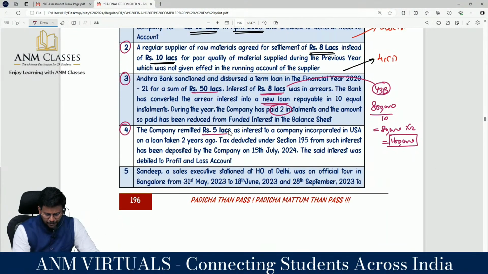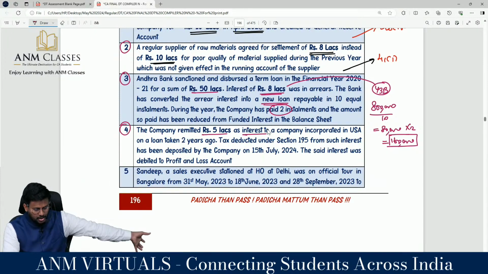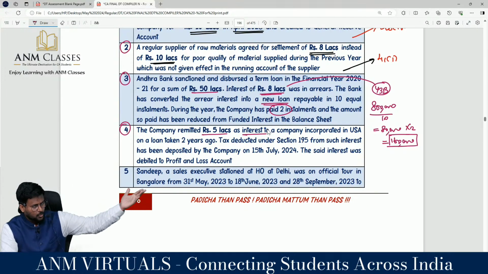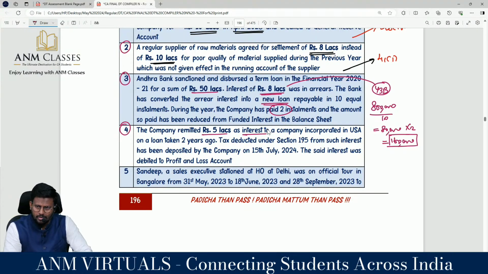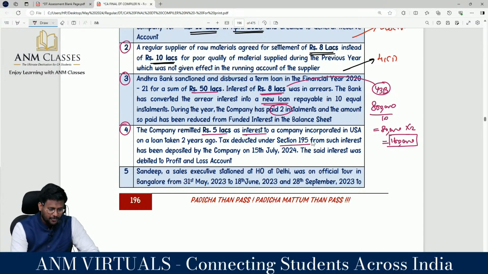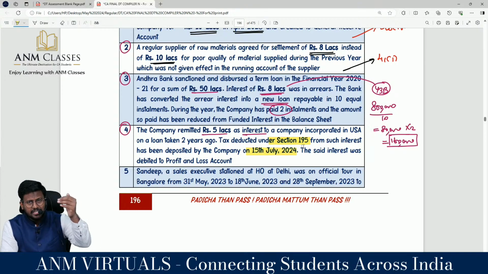Company remitted 5 lakh as interest to a company incorporated in the USA on a loan taken 2 years ago. That means the company has paid some interest to a non-resident. We know that if we pay any interest to a non-resident, we are supposed to deduct TDS. Tax deducted under section 195, because 195 is the respective section for the non-resident, correct? Tax deducted from such interest has been deposited by the company on 15th July 2024. Have they deposited before filing the return of income? Yes, sir.